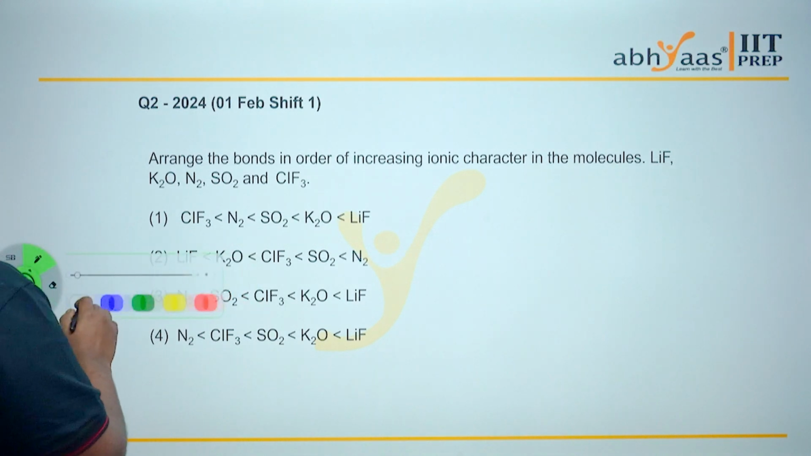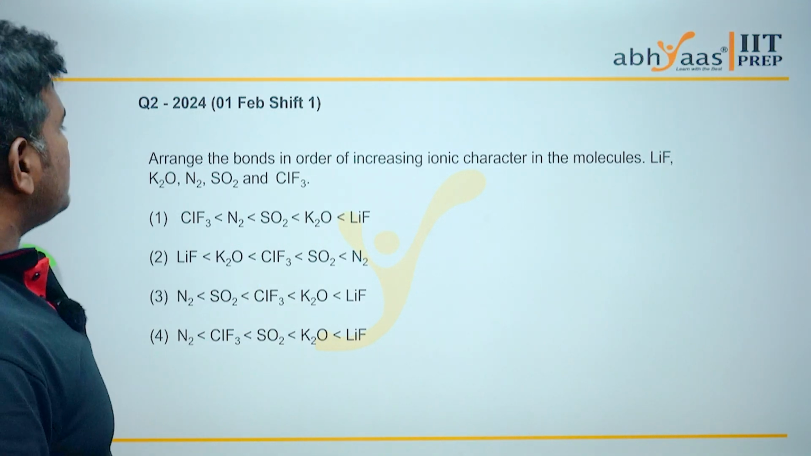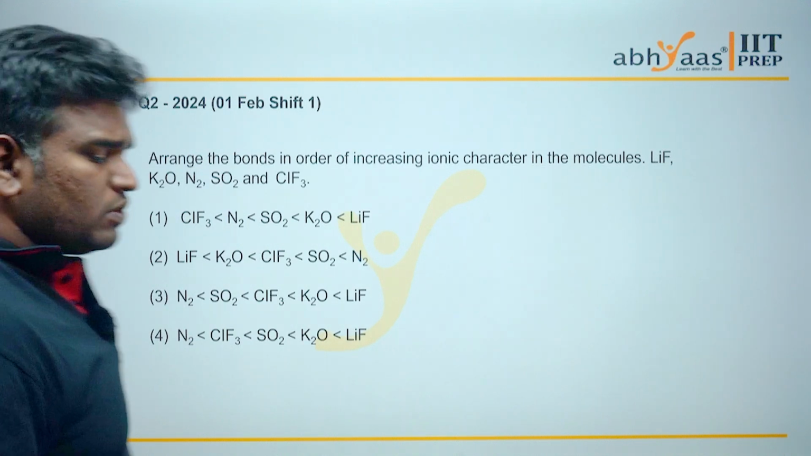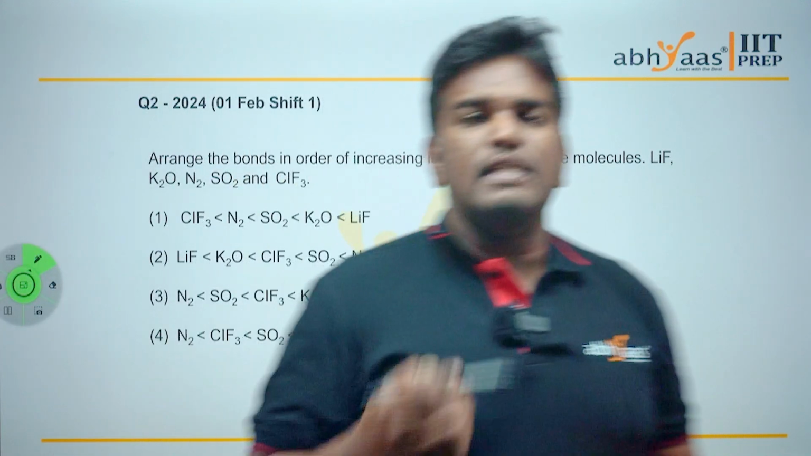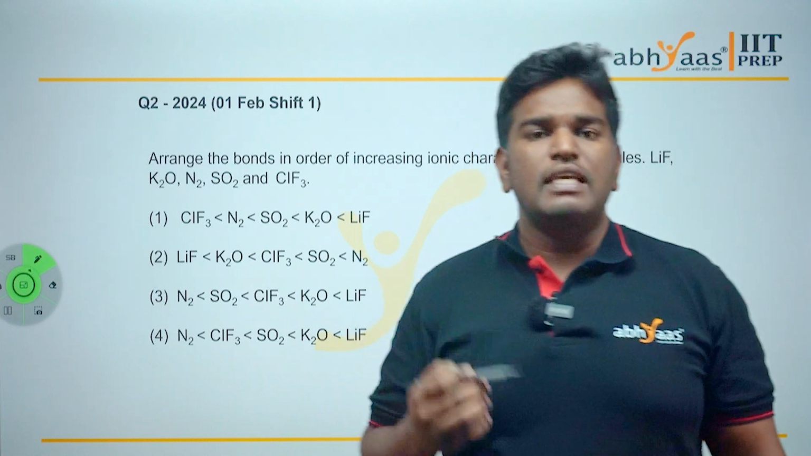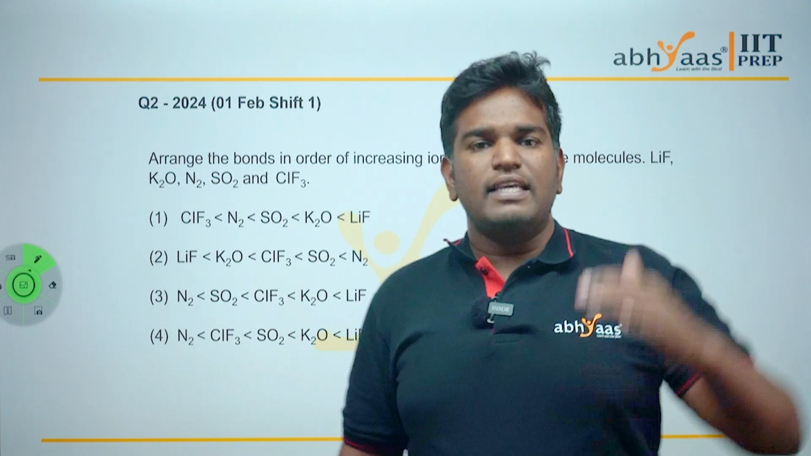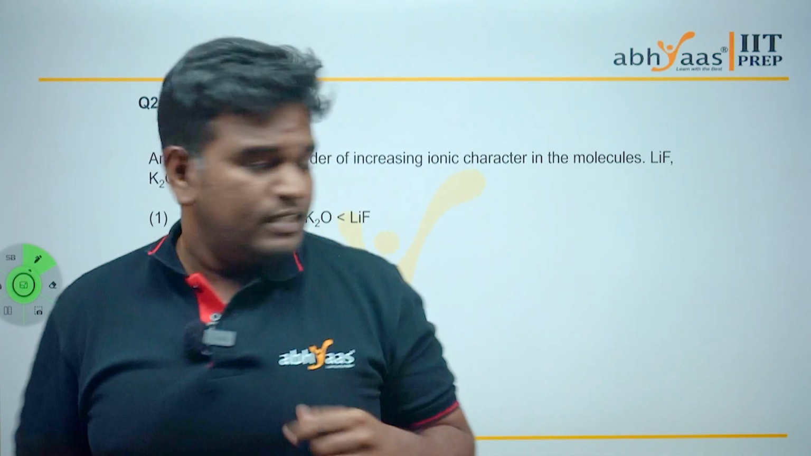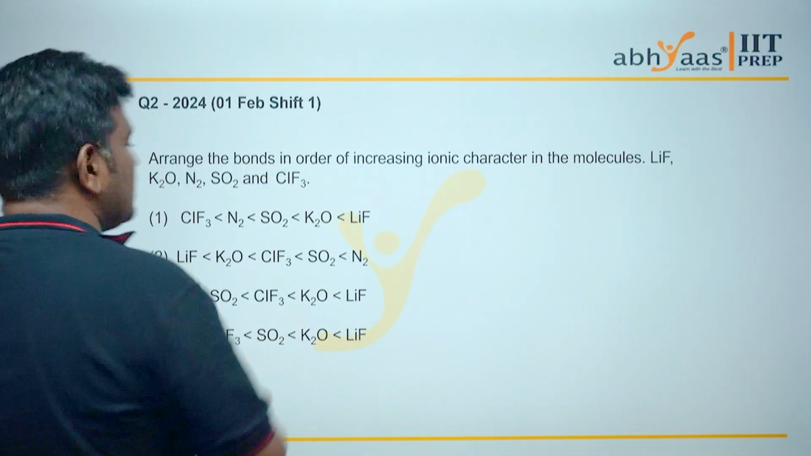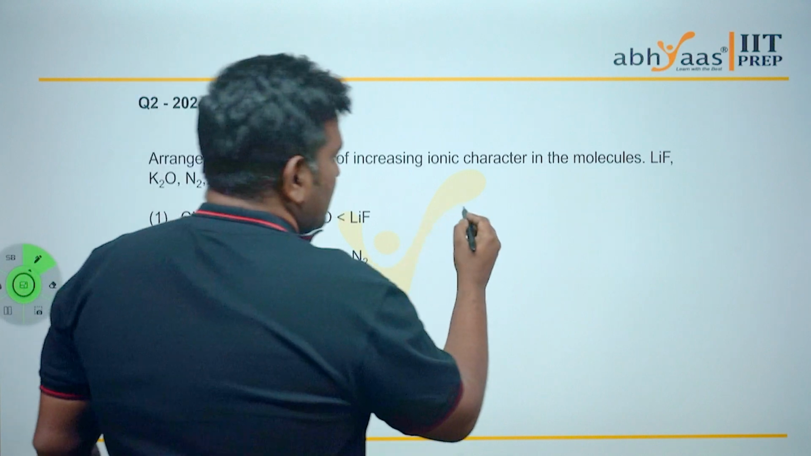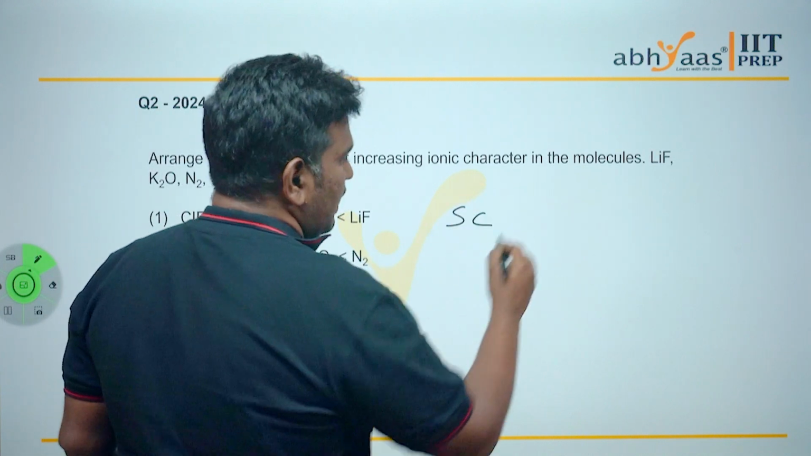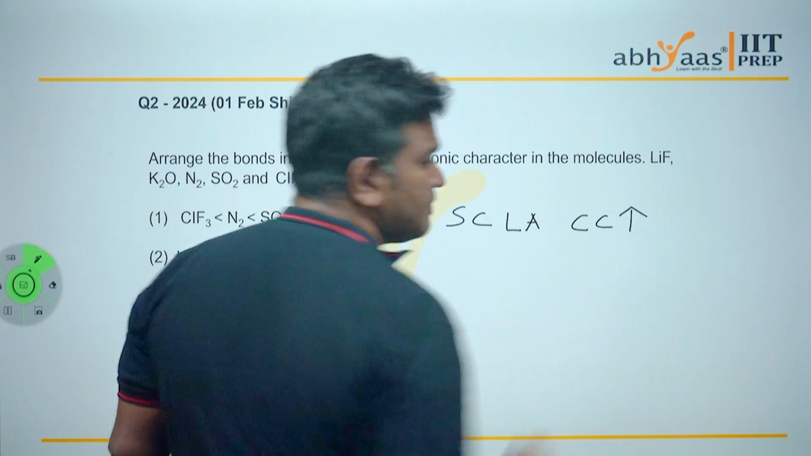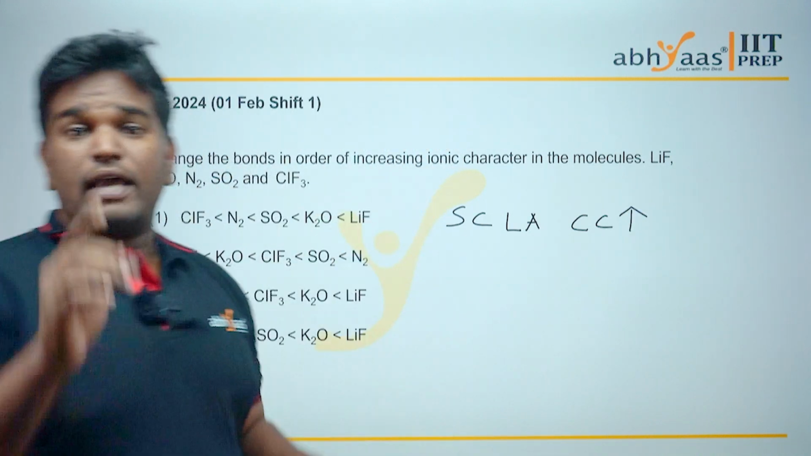Right. So here, what is the question? Arrange the bonds in order of increasing ionic character in the molecules. So we have been given certain molecules and we have to see which molecule is having the highest ionic character. So whenever we are searching for the ionic character, we have certain rules. So the first one is that if it is a smaller cation and a larger anion, you know that covalent character will be higher. So we need to find the ionic character.